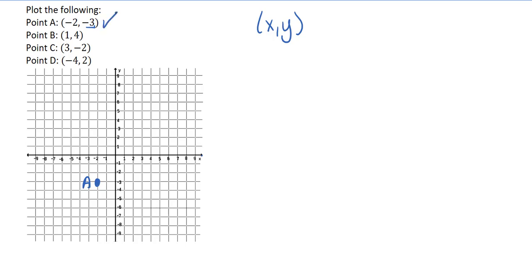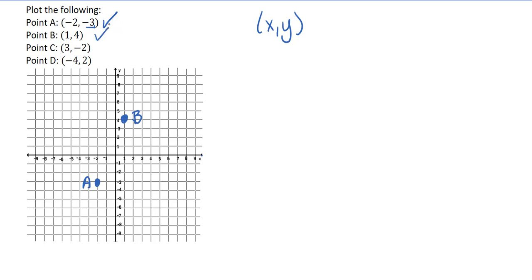Now point B. It shows us as (1, 4). So our x is going to be positive. We start at the origin, and let's go over 1, because that's where it is on the x-axis. Now let's look at the y. It's 4, so we need to go up 4. So 1, 2, 3, 4. And then that's our B. So we did that one.